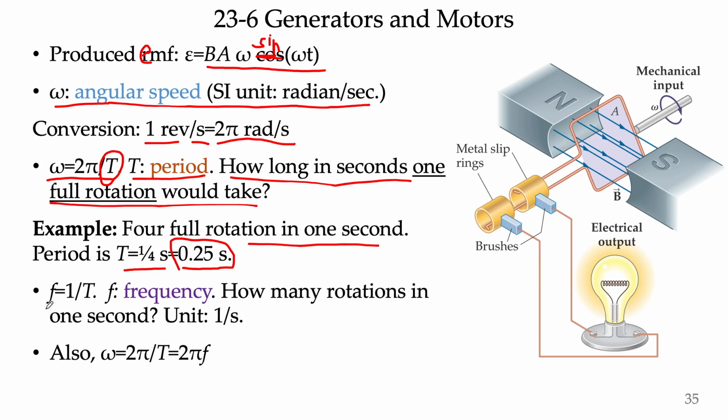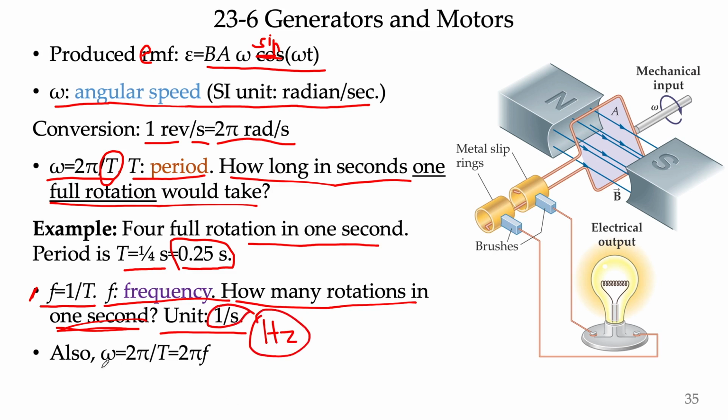And what about the other definition? It's the frequency. It's also important, and it's defined as the inverse of the period. F is frequency, and it basically answers the question, how many rotations in 1 second? The period is how long it takes for one full rotation, and the frequency is how many rotations in 1 second. So they are inverses of each other. And the unit of frequency is 1/seconds or hertz. You can also see Hz, it also means 1/seconds. Same thing.